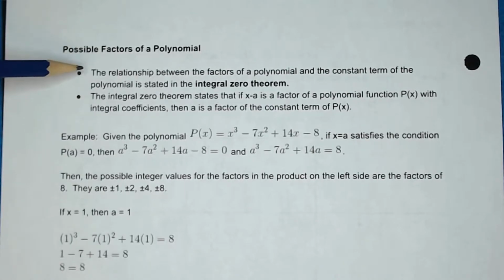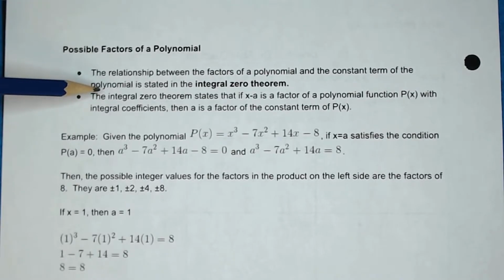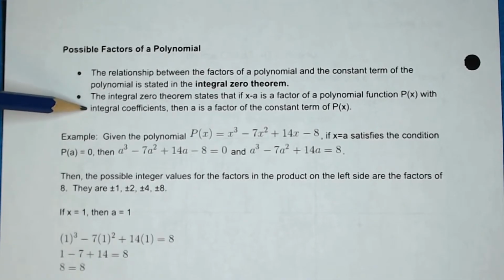So this relationship between the factors of a polynomial and the constant term of the polynomial is stated in the integral zero theorem. The integral zero theorem states that if x minus a is a factor of the polynomial function p of x with integral coefficients, then a is a factor of the constant term of p of x. So it's another way for us to find the factors.